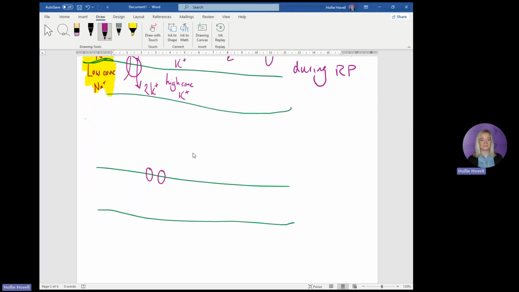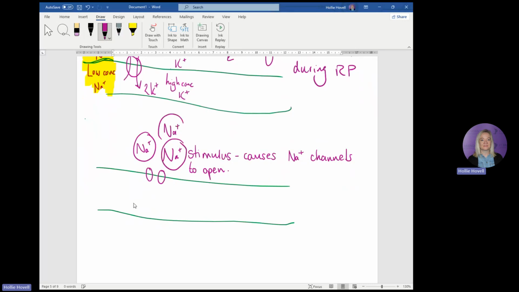Okay, so some kind of stimulus from one of your sense organs, receptors, causes sodium channels to open. Now, because we've already set up this concentration gradient where we've got more sodium ions on the outside of the axon compared to on the inside of the axon, these sodium ions are going to diffuse through this channel down their concentration gradient into the axon.